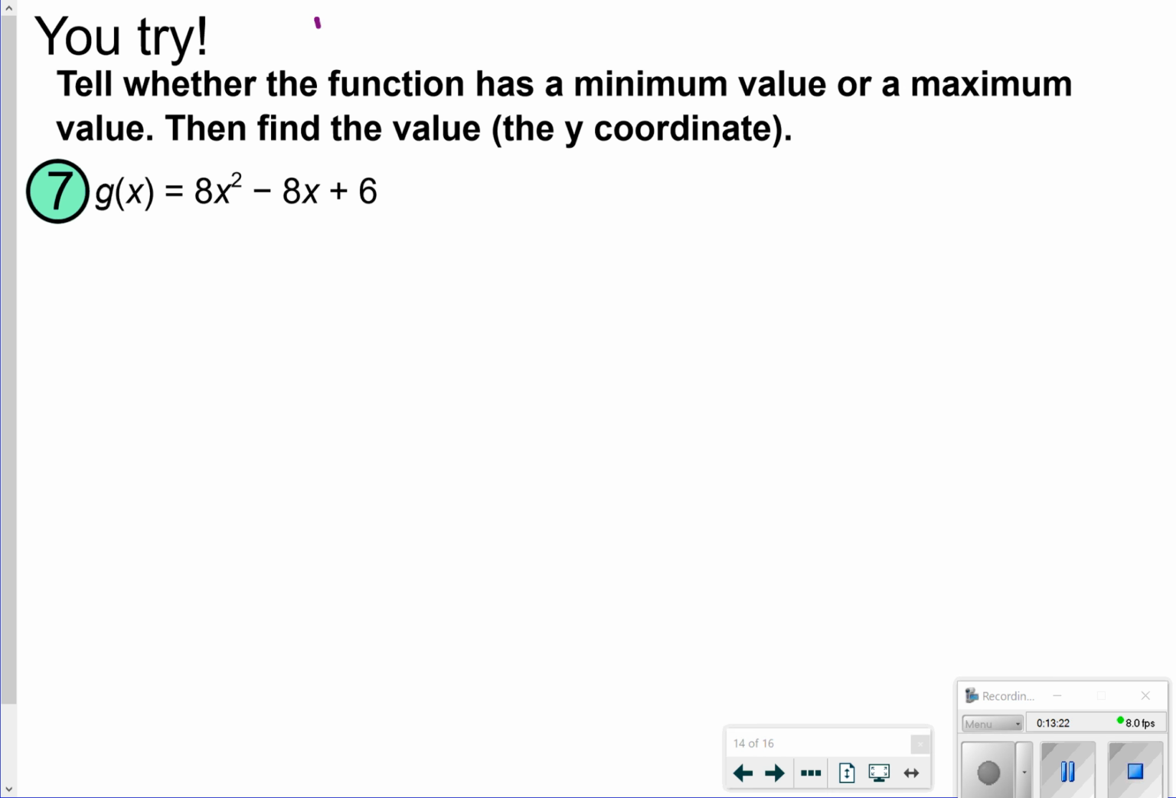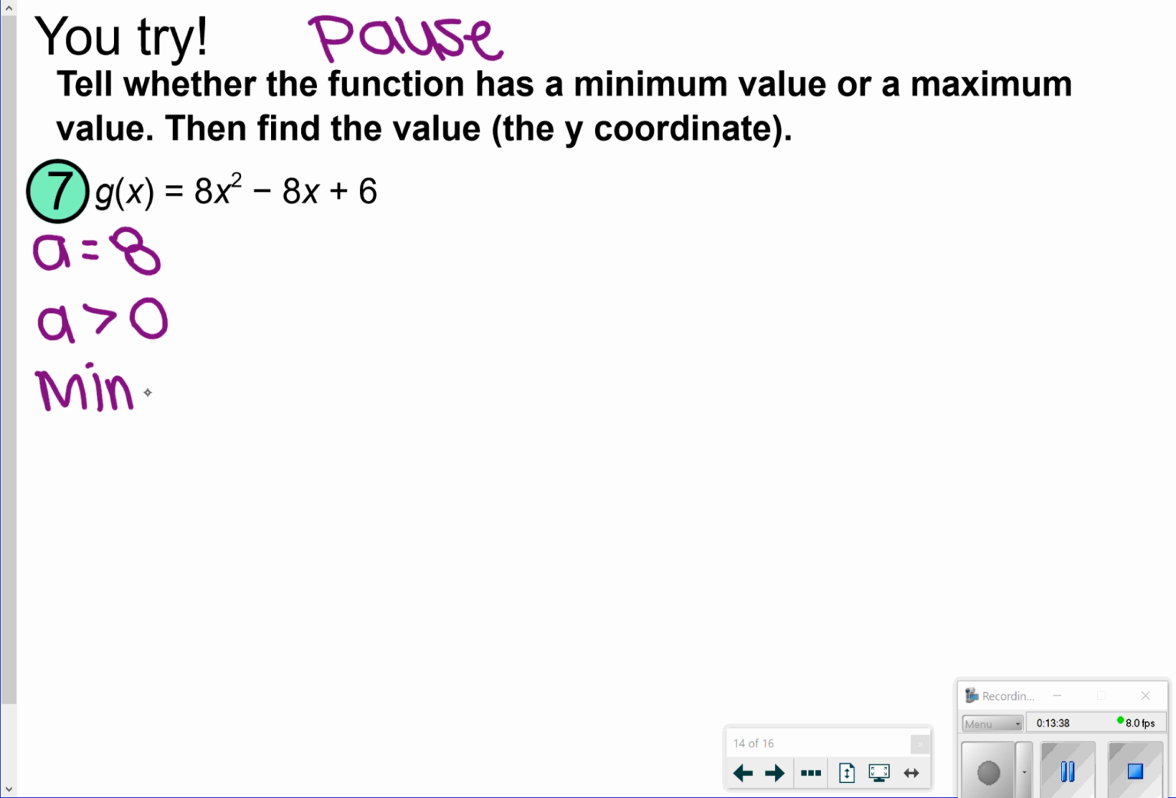This is your last one in your notes. So again, let's pause this one. Go ahead and try number 7, and then once you're done, click play to check your work. Alright, we see that a in this one is equal to 8, and that means a is greater than 0. So that means we have a min value, or a minimum value.